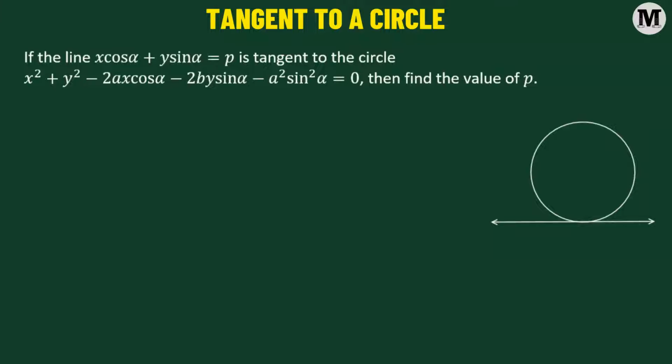If the line is tangent to the circle, then find the value of p. Let us begin. So here we are given a circle. So let's start with the equation of the circle.